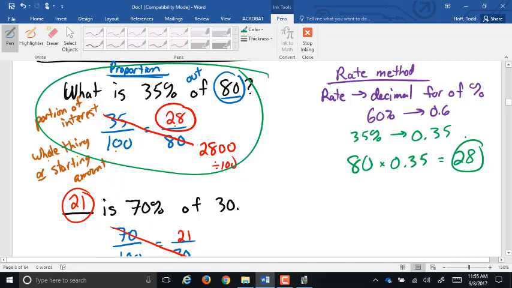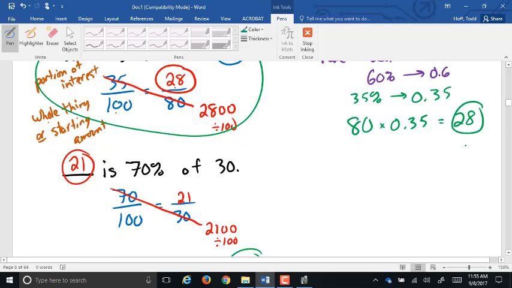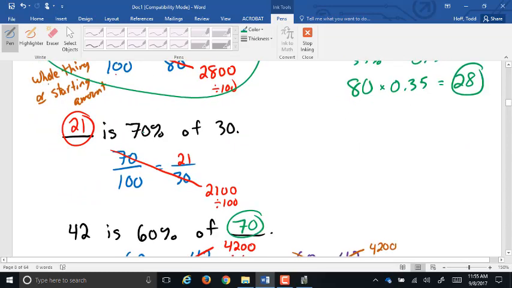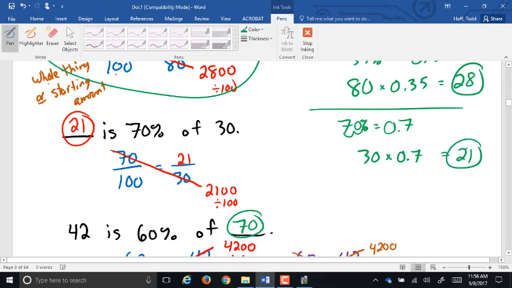Now you might look at that and think that looks pretty easy. In fact, if we do the next one, 70%, the rate for 70% is, careful, just 0.7. Only 2 spots. 0.70, there we go. So we take the 30 times that 0.70 or 0.7, gives us 21. Same answer we had before.